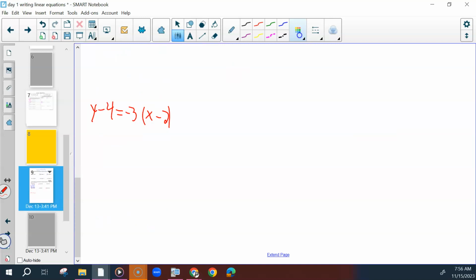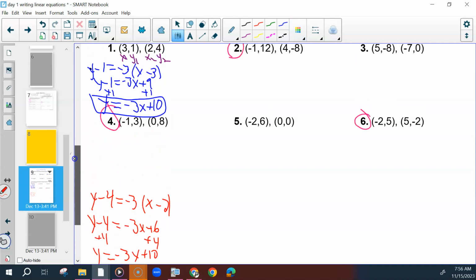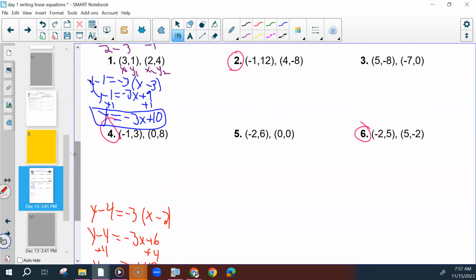And then the process, you would do the same, distribute. So y minus 4 equals negative 3x plus 6, and then we add 4 on both sides. So you would get the same thing either way. That's a good way to check yourself. Do the other one, see if it's the same. If it's not, you either messed up with the second one or with the first one. But it doesn't matter which point you use.